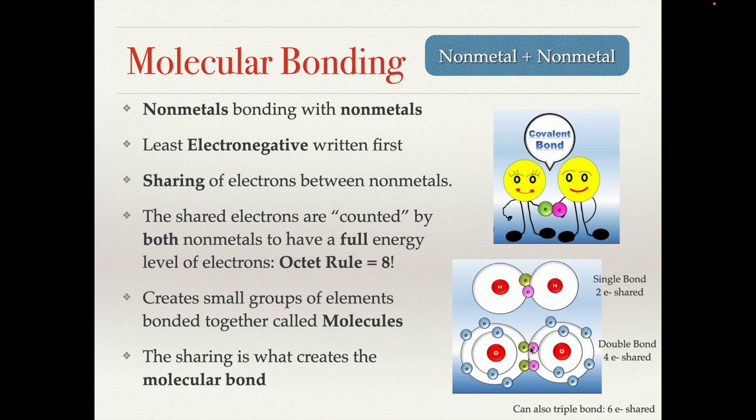Now, if you share 4 electrons, you get a double bond. If we share 6 electrons, we would get a triple bond. Okay. By doing this, we get small groups of elements bonded together, and we call them molecules. Okay. And then what holds them together is that sharing, and that sharing is called the molecular bond.